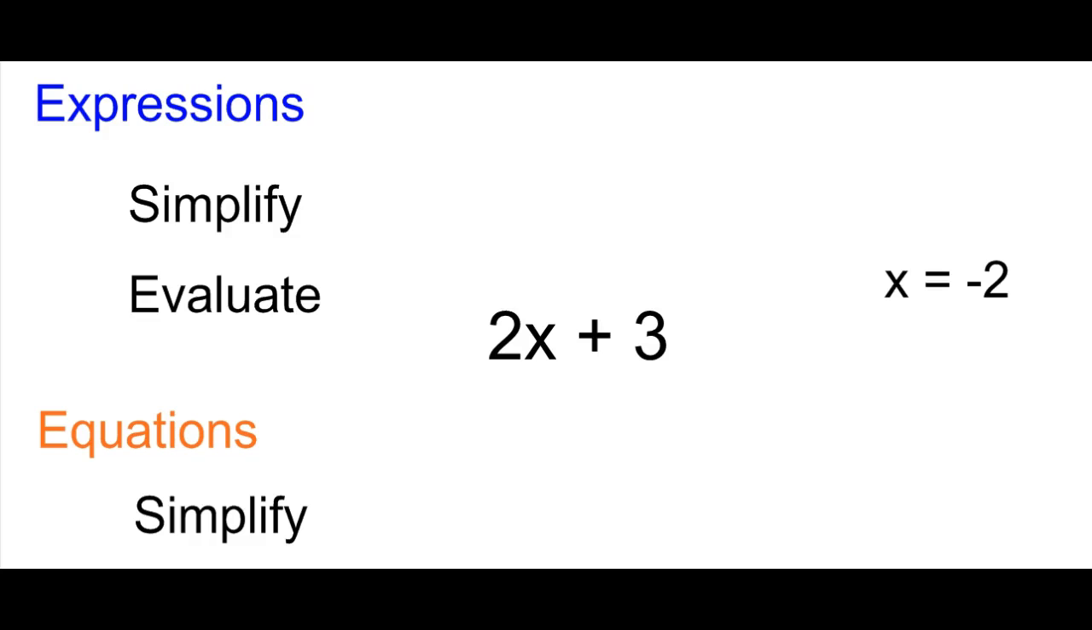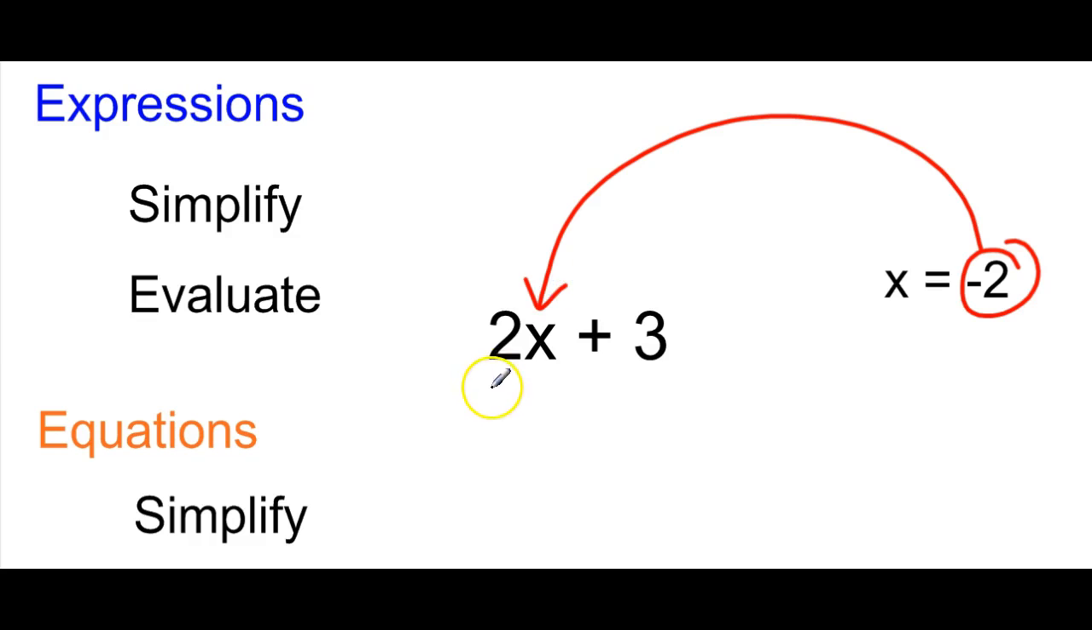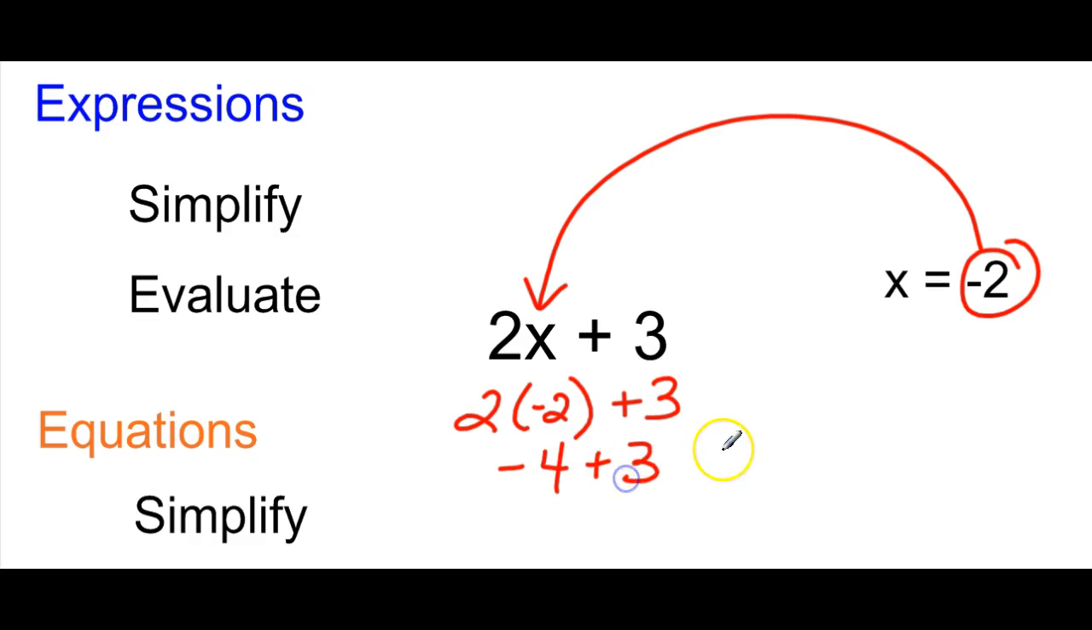Expressions you can simplify, so you can combine like terms, do the distributive property, anything you can to make it in a simpler form, reduce fractions, whatever. Then you can evaluate an expression. So for instance, here's an expression, 2x plus 3, and I'm going to evaluate it when x equals -2. So I am giving you a value to put in there for the variable. So you would simply take the -2, substitute it into the equation, and work it out. So this would be 2 times -2, which is -4, plus 3, -4 plus 3 equals -1. This would be the value of that expression. So I evaluated it. Okay?